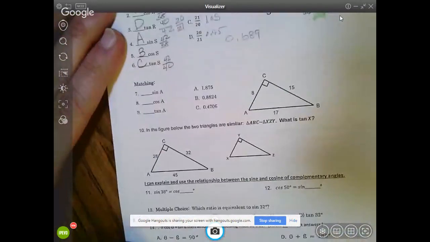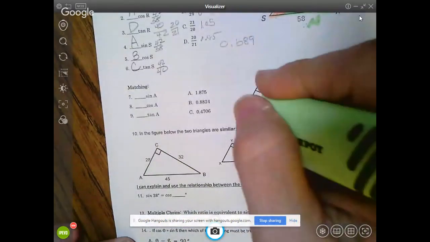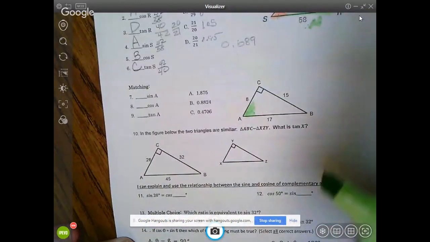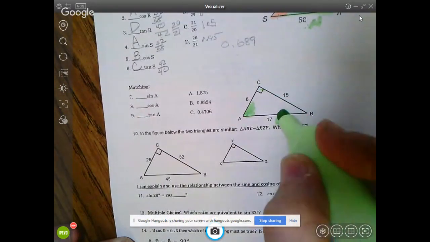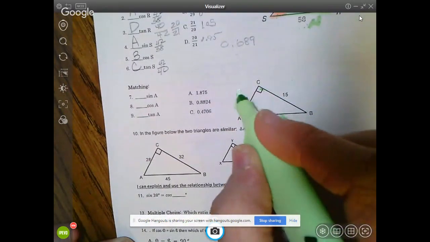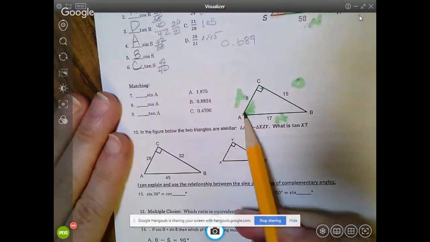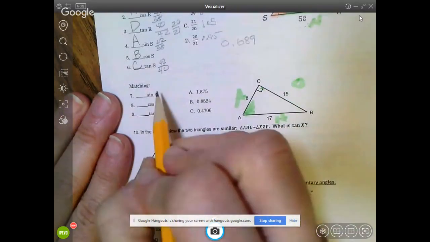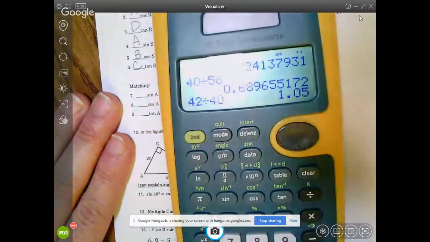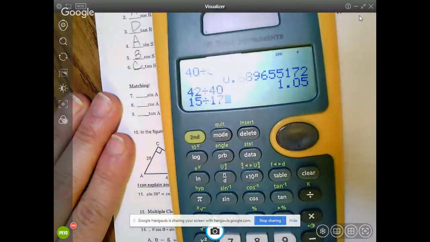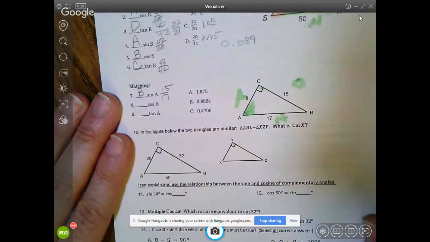Down here, it says matching sine A. Well, here's A. A is our theta, the angle we're talking about. We always find our right angle, label the hypotenuse. Remember, with hypotenuse, angle, adjacent. Here's my opposite. Sine A, well, sine is opposite over hypotenuse, so that's 15 divided by 17. So we just take our calculator, 15 divided by 17, and we get 0.88. So this will be choice B.